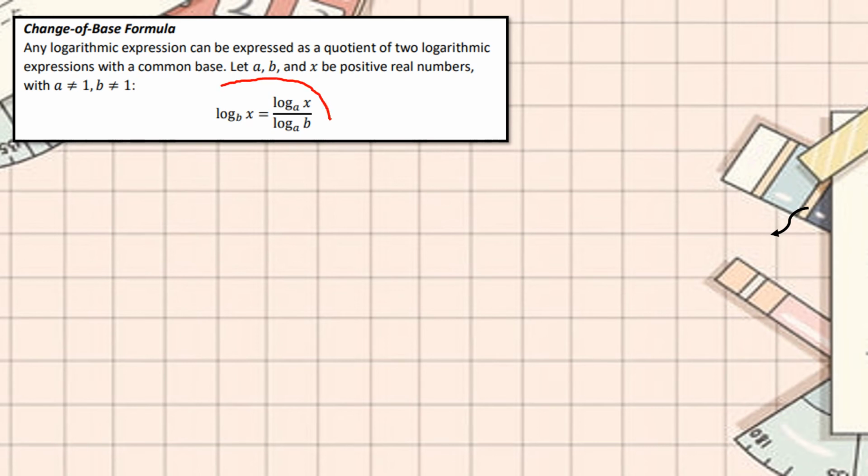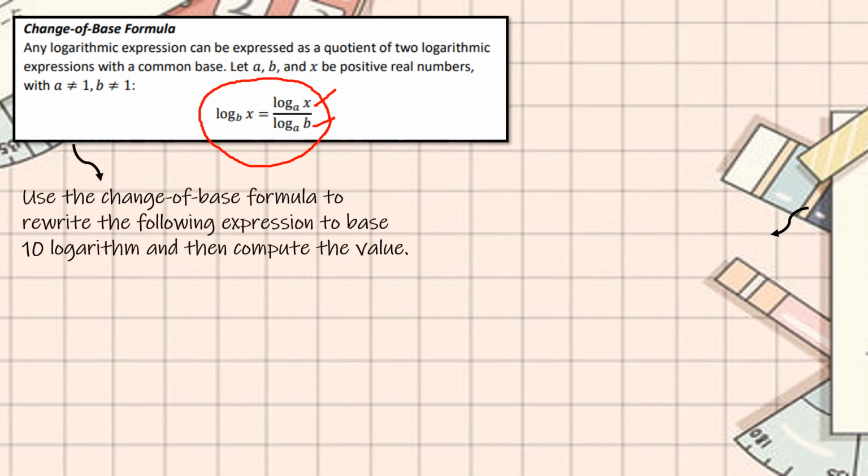Using this formula, logarithm of x with the base of b, pwede natin tong isulat as logarithm of x with the base of a. Yung a, siya yung gusto mong maging base, over or divided by the logarithm of b with the base of a. Okay, so for example, we have logarithm of 18 with the base of 3.